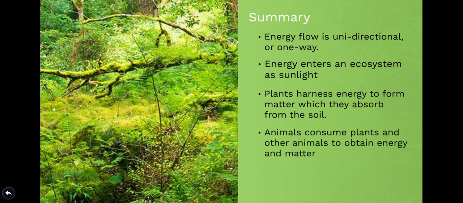Animals consume plants and other animals to obtain energy and matter. So most animals, in fact all animals, cannot photosynthesize. They have to eat something else. And then decomposers recycle matter, returning it to the soil, ending the cycle.